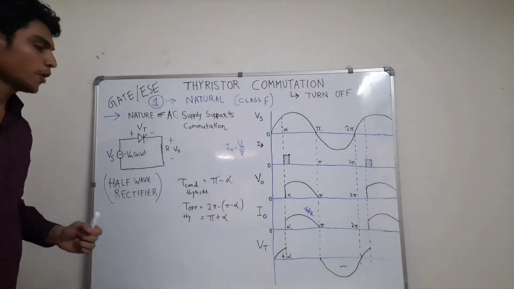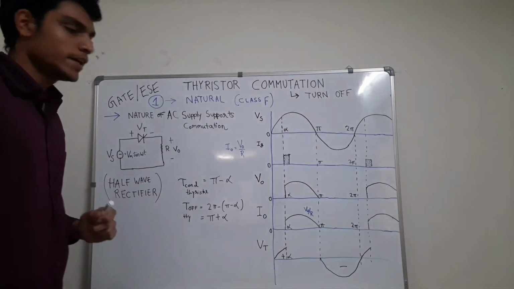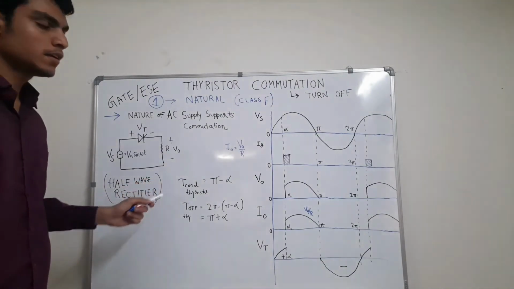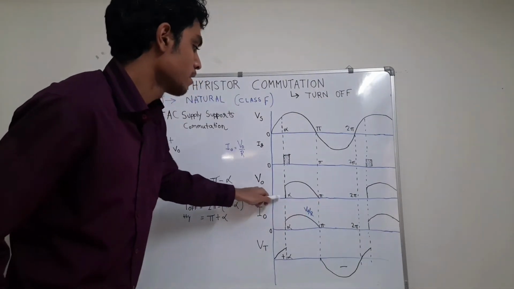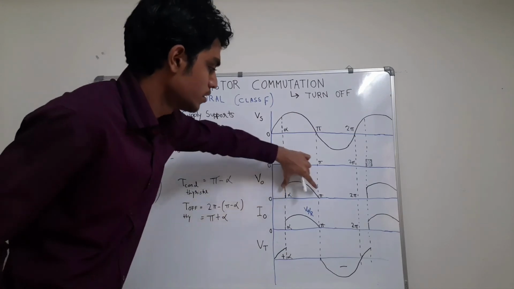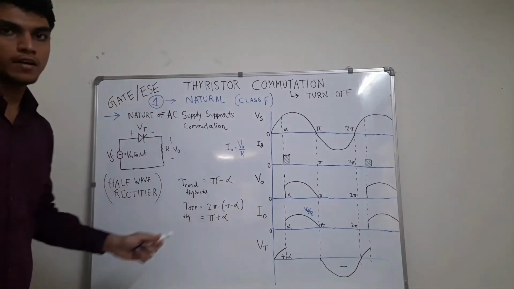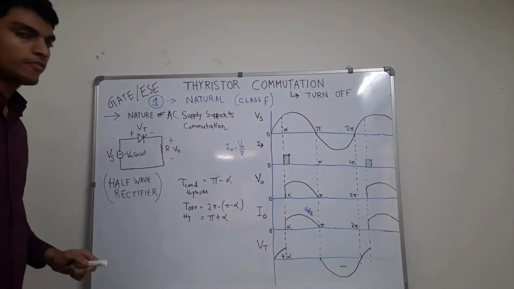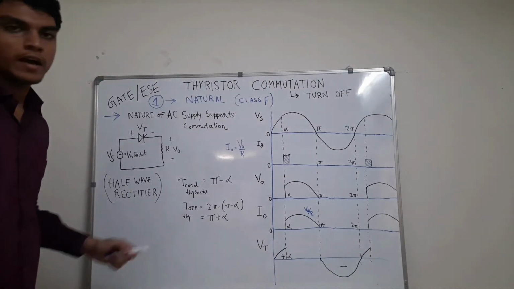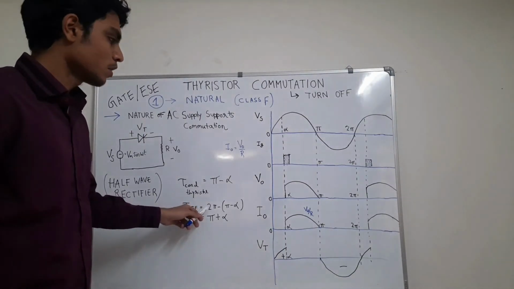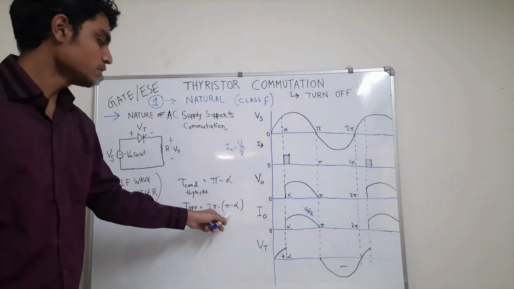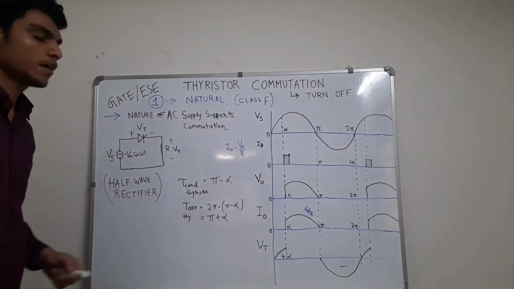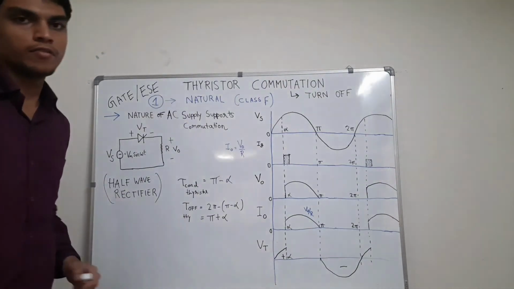The important parameters are the conduction time of the thyristor, T conduction, that will be equal to pi minus alpha. Second is the off time, the time for which the thyristor remains off, that is the total time of the cycle, 2 pi, minus the conduction time, that is pi minus alpha. That will come out to be pi plus alpha.